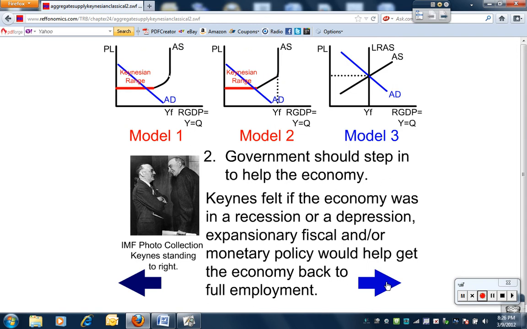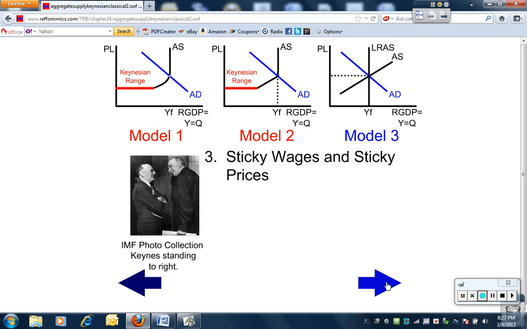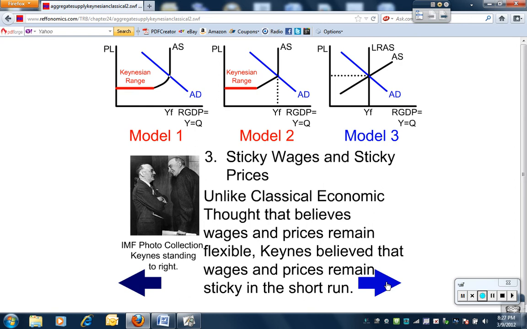As you can see in the Keynesian ranges, when we are in a depressed situation in the first two models, you can look at aggregate demand as not at full employment. If these expansionary policies are put into effect, we can move our aggregate demand curve closer to getting to full employment.